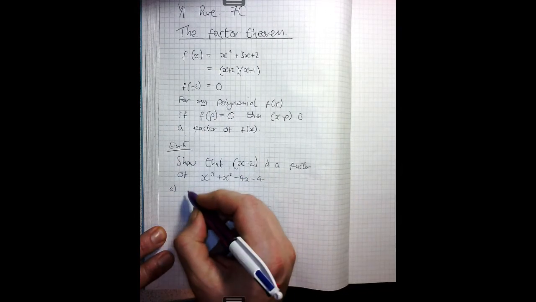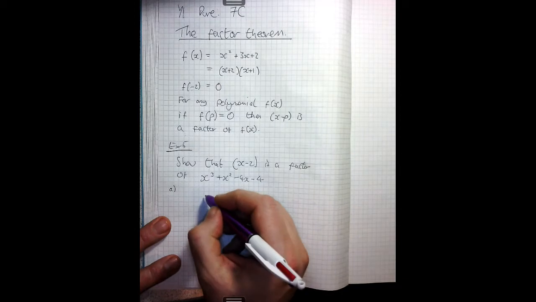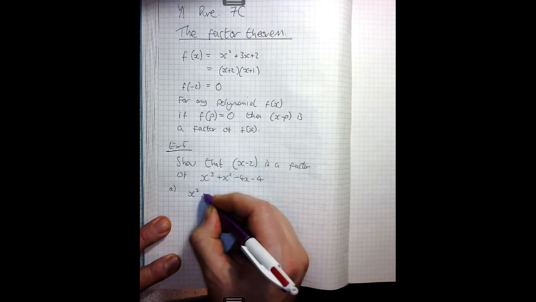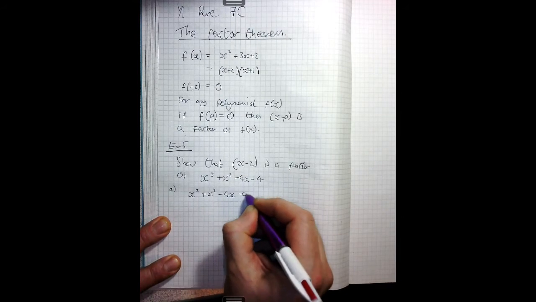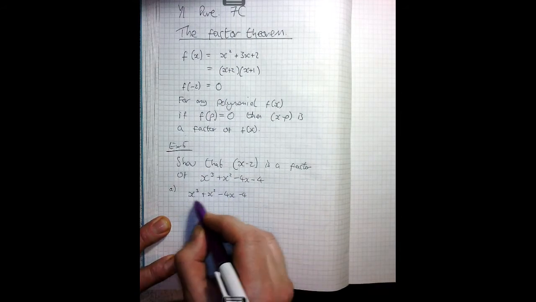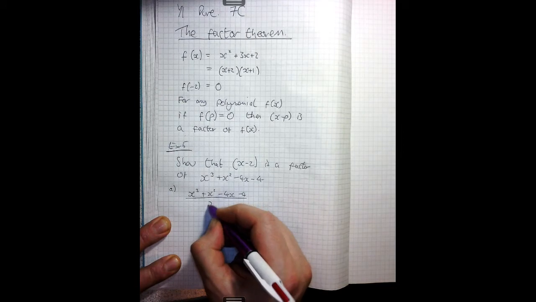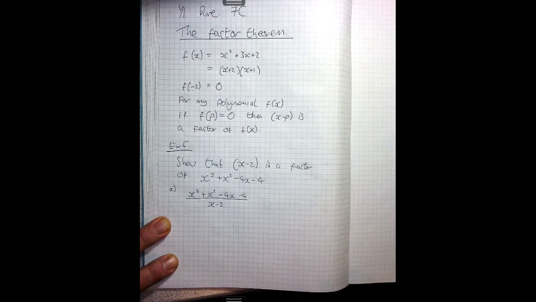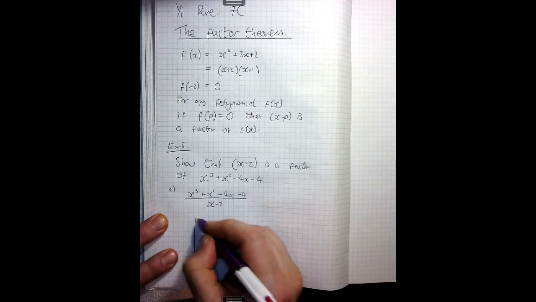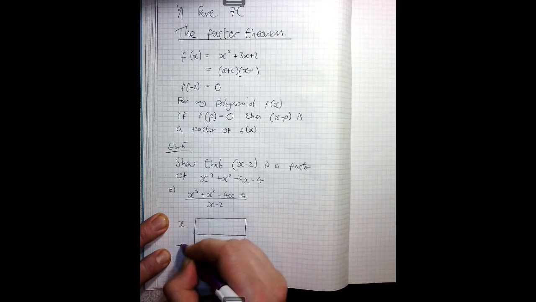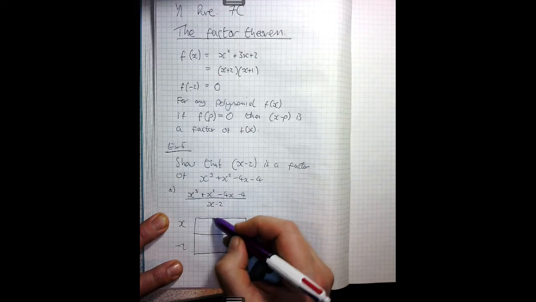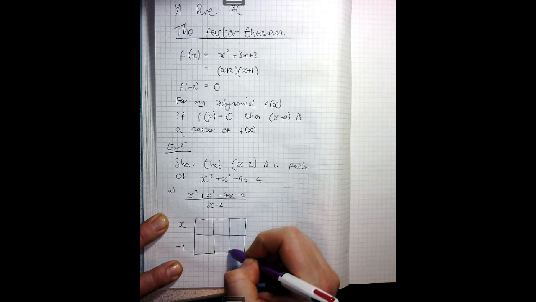Algebraic division. Now, I'm going to use the box method. Doesn't matter how you do it. There are two methods, and you've chosen one and practiced that. So I'm going to divide my expression by x minus 2. It's cubic, so I'm expecting a quadratic, so there'll be 3 terms.